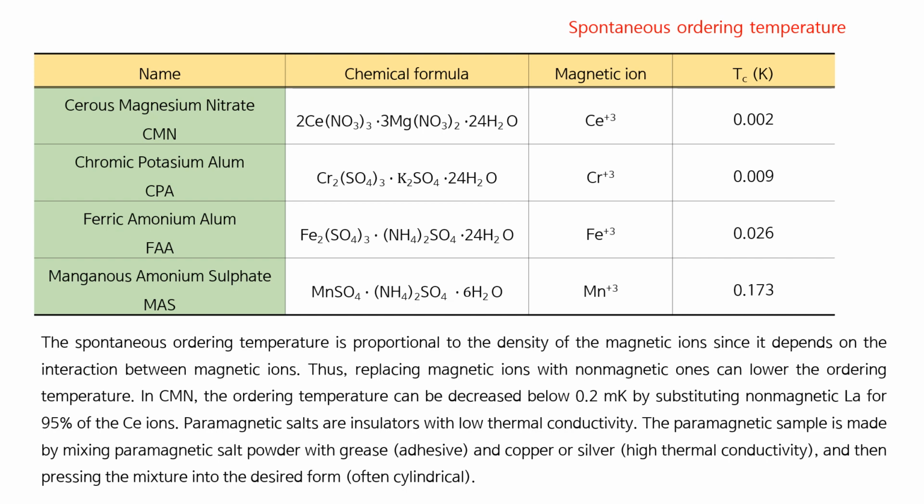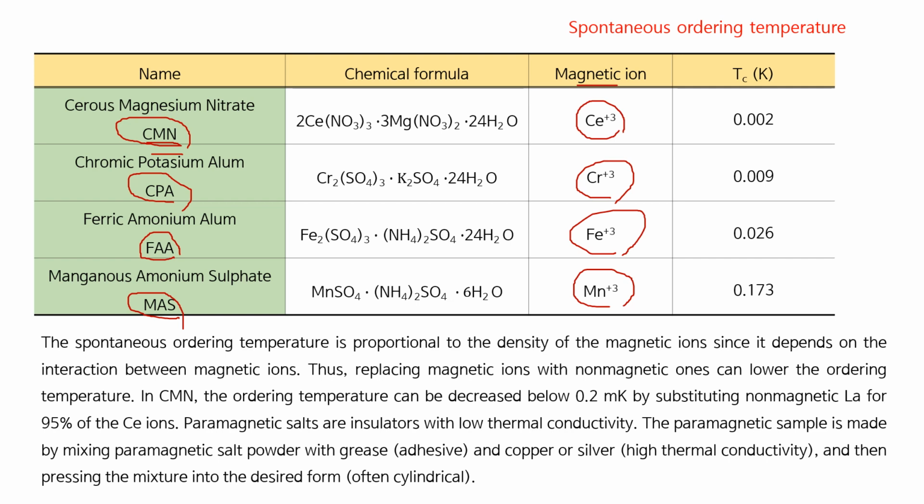This table shows types of paramagnetic salt: CMN, CPA, FAA, MAS. For CMN, the magnetic ion is cerium. CPA is cobalt. FAA is iron, and MAS is manganese. Okay.